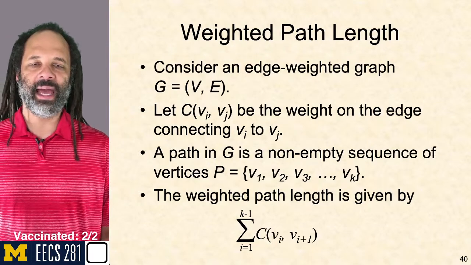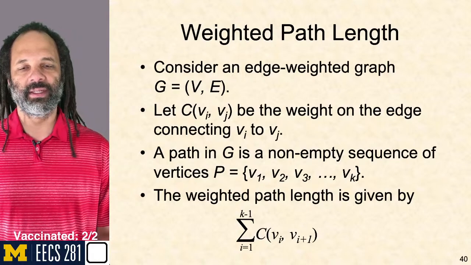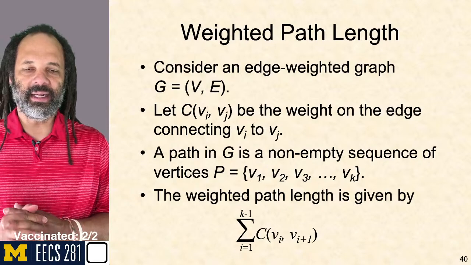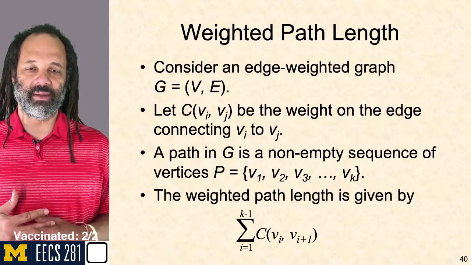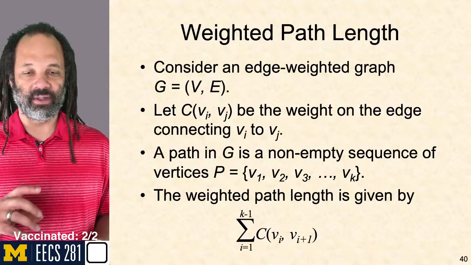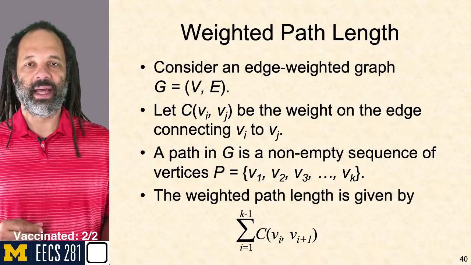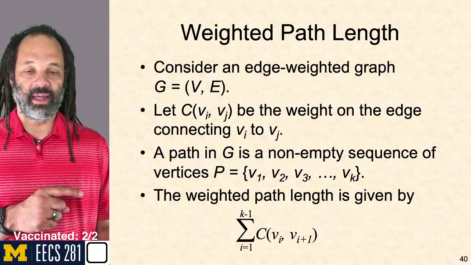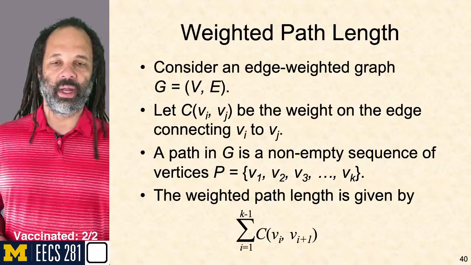So we're looking at a weighted path length. If we've already got an edge-weighted graph, what we're doing is saying that the weight of an edge, this C from V sub i to V sub j, is the weight of the edge that connects V sub i and V sub j. And a path is a non-empty sequence of vertices that go 0 to 1 to 3 to 2 and so on. So that's my weighted path length. And I can sum all of those things up and just say, let's take all of them together and see what it is. So that's what we're doing as we try to figure this out.